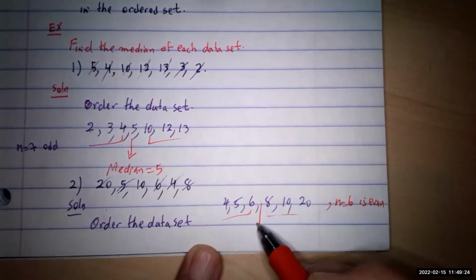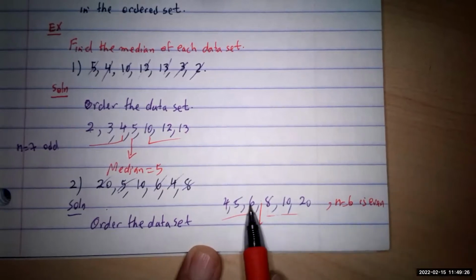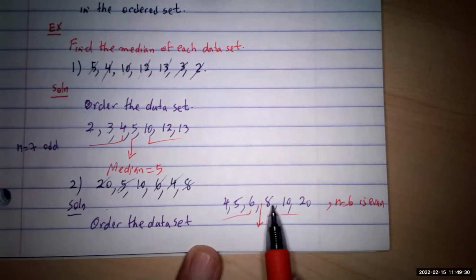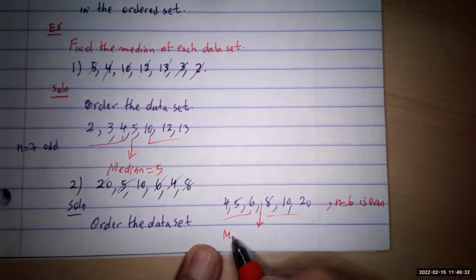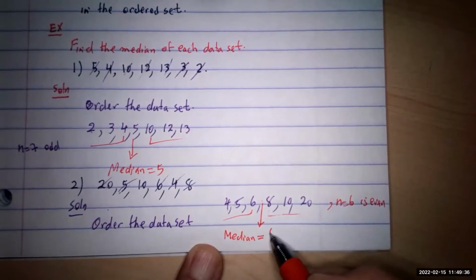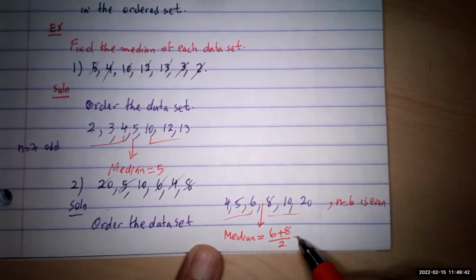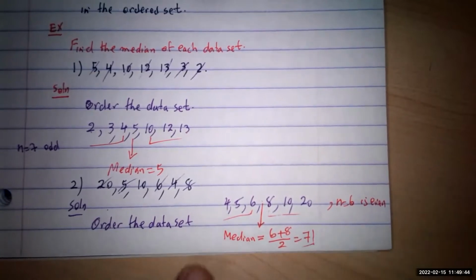So what you're going to do is find the average of these two middle ones. You take one from the left and the other one from the right. So in this case, the median is going to be 6 plus 8 divided by 2. Okay, so that would be 14 divided by 2, that gives you 7. So the median is equal to 7. Okay, any question?